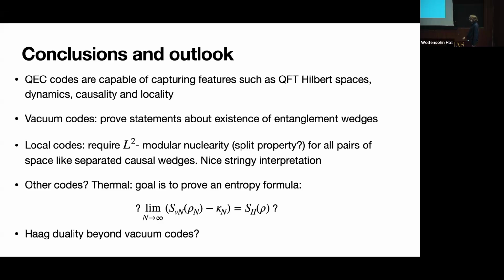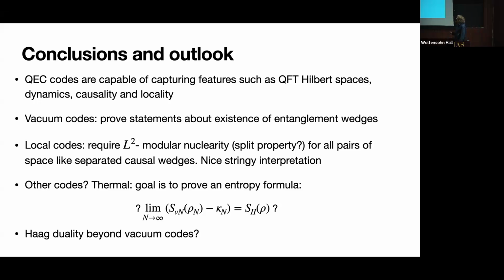Very likely, if we want to impose some condition that our code should have a local bulk, we should at the very least require this sort of L2 modular nuclearity. Perhaps we should just require the split property for all pairs of space-like separated causal wedges. And this has some nice string theory interpretation. In particular, if we did impose this, then it suggests that it's not a string theory.